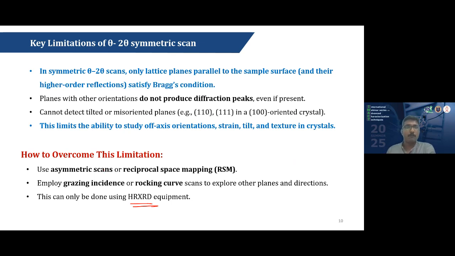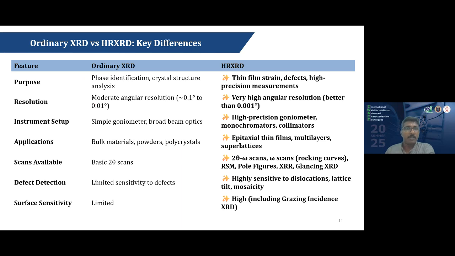Here is a comparison of ordinary XRD versus high resolution XRD. Some features: the resolution of ordinary XRD is only moderate, about 0.1 to 0.01 degree, whereas in the case of HRXRD, it is around 0.001 or higher. In the case of instrumental setup, normal XRD needs a simple setup. A simple goniometer and broad beam optics will do the work. Whereas in the case of HRXRD, we need high precision goniometers, monochromators, and collimators to do high resolution XRD.